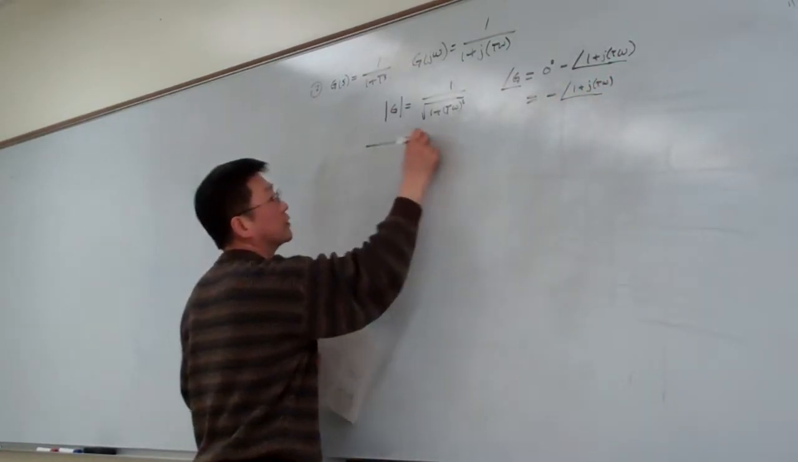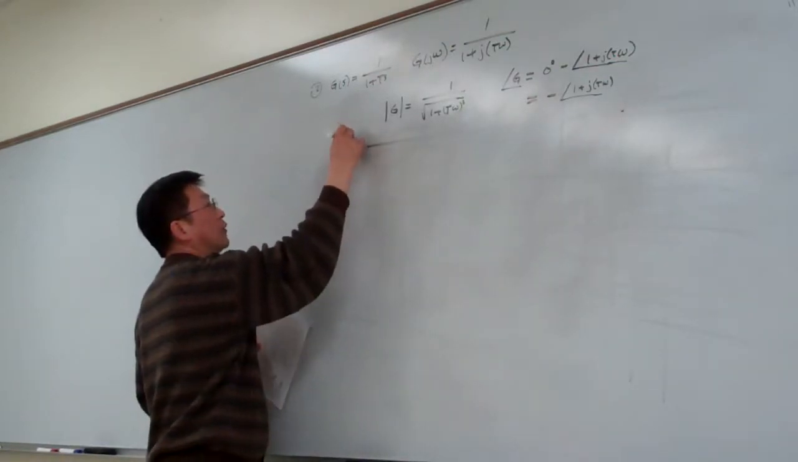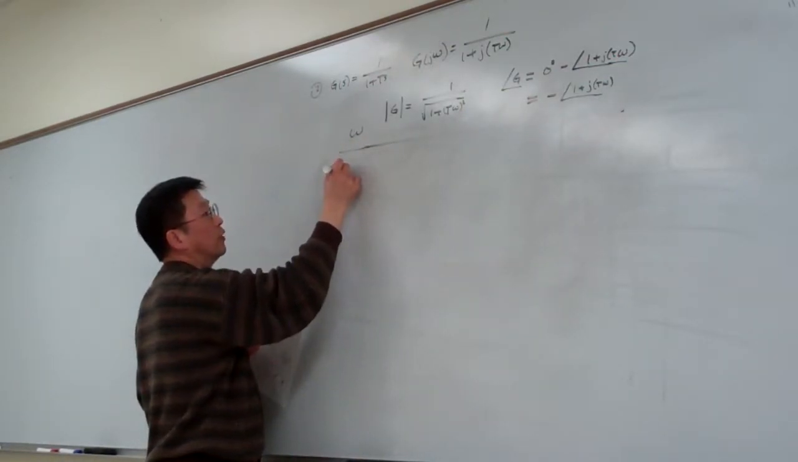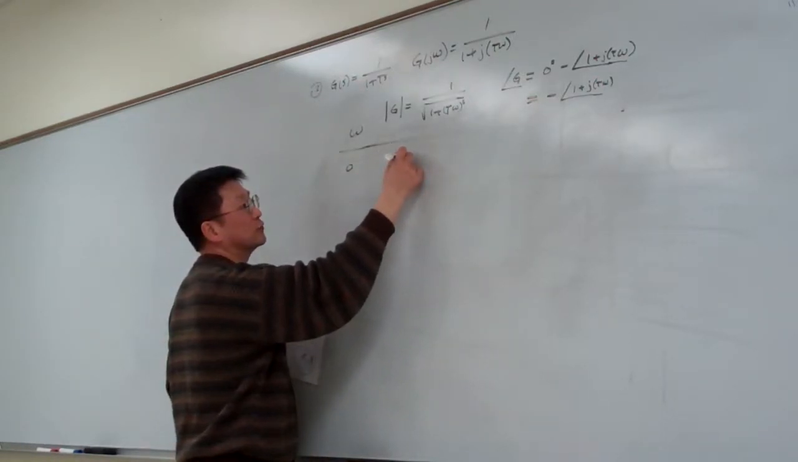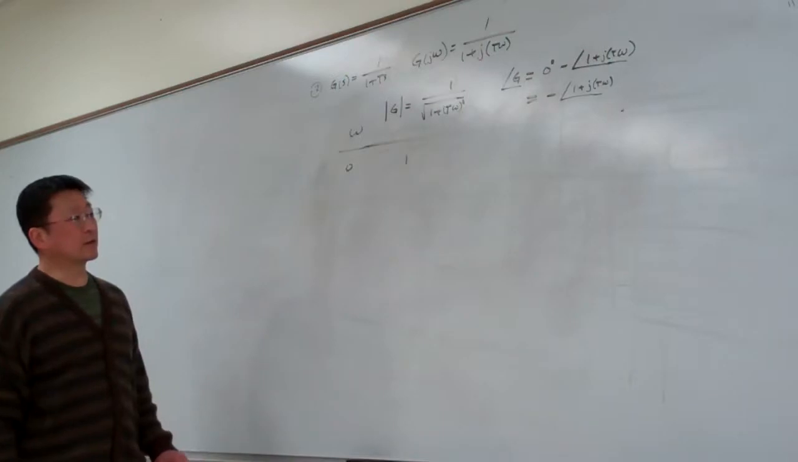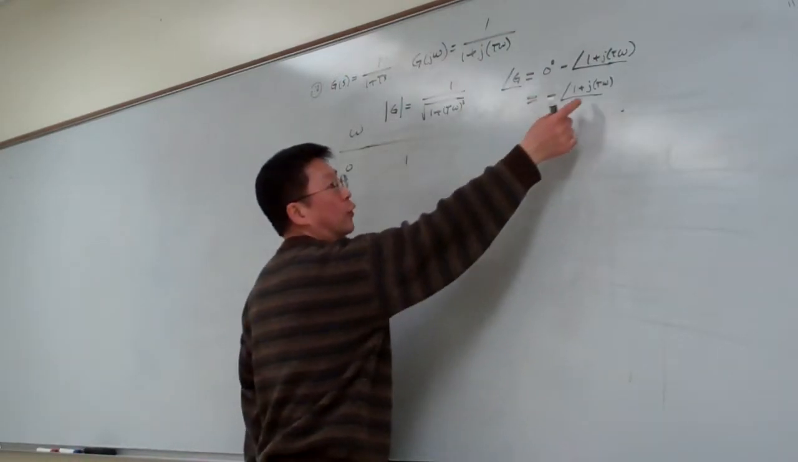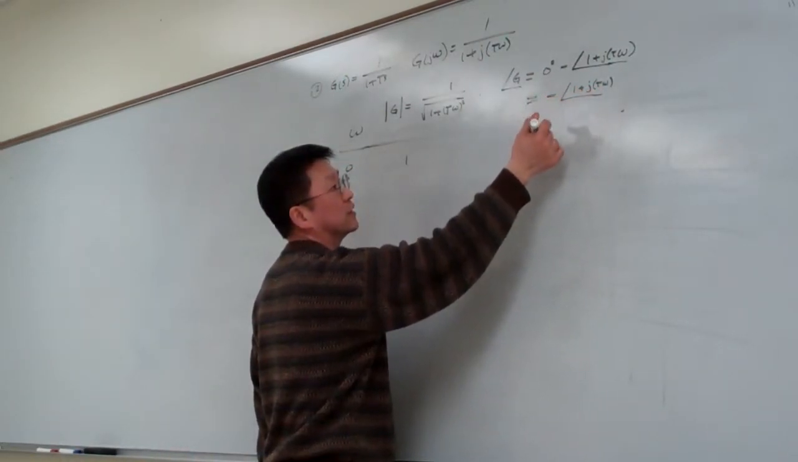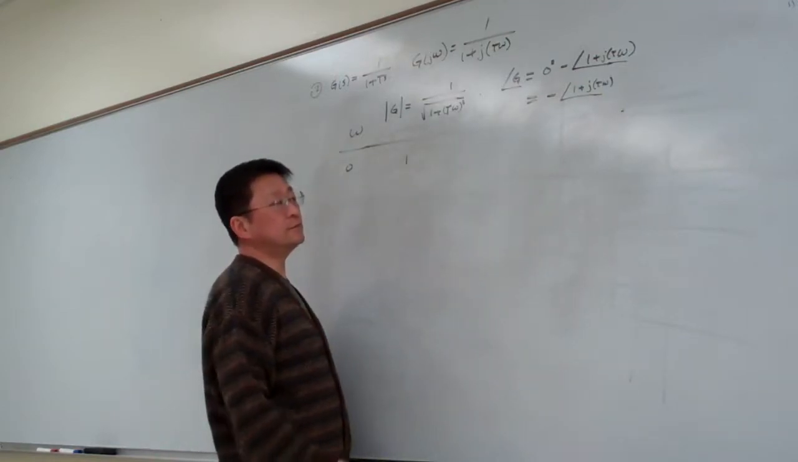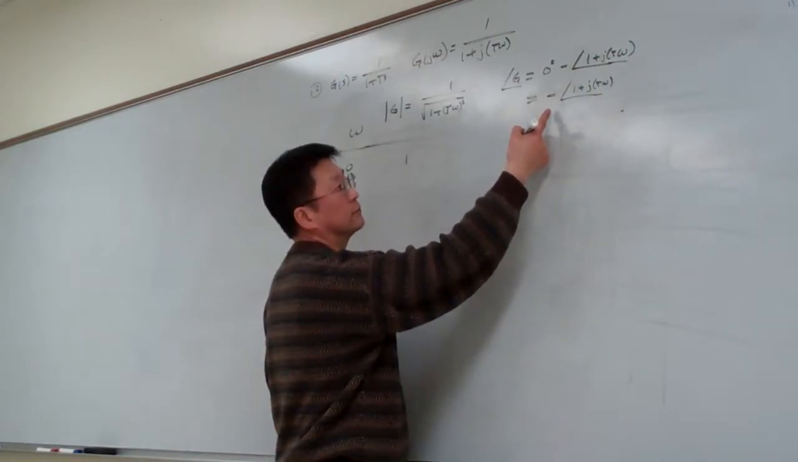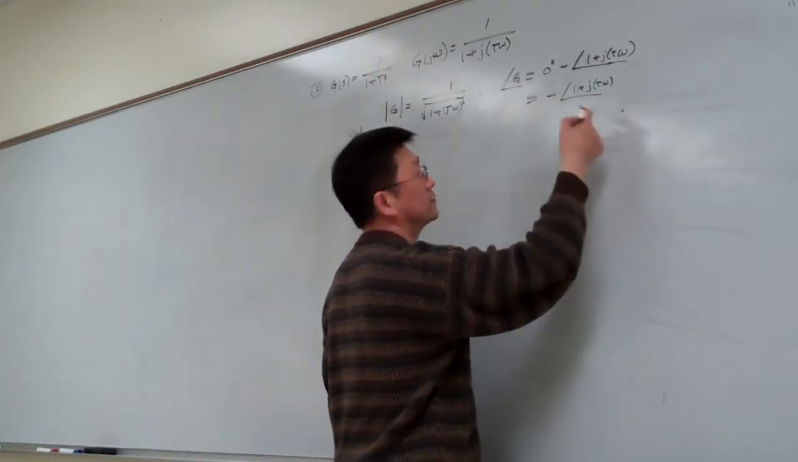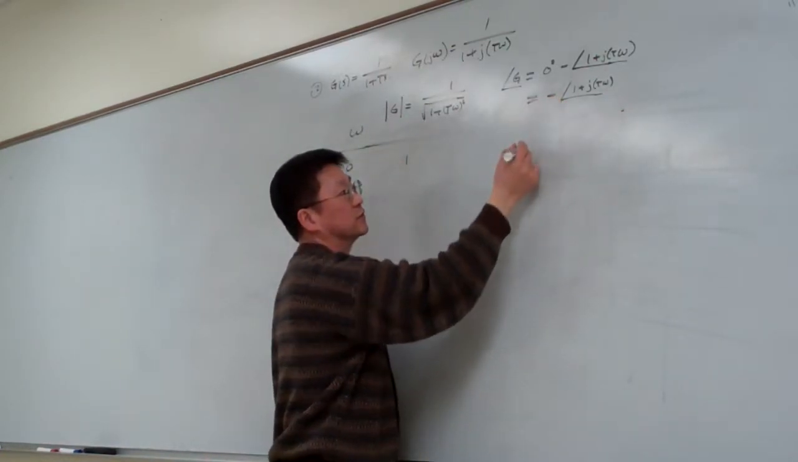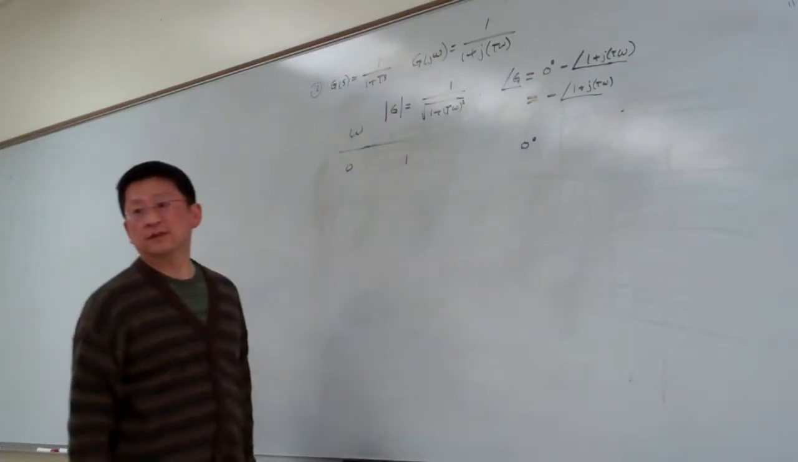Okay, so now we can tabulate. So when omega is very small, so say omega almost equal to 0, then the magnitude equal to 1. Okay, and then for omega equal to 0, basically this is minus, how much is this one? This is 0 degrees, so there is 0 degrees here. Okay.